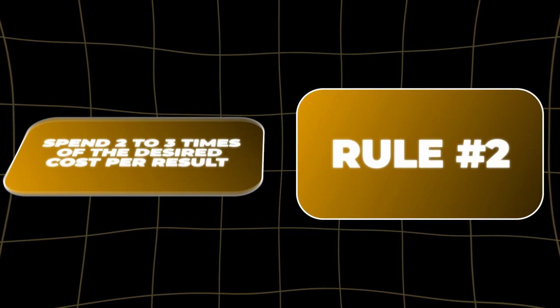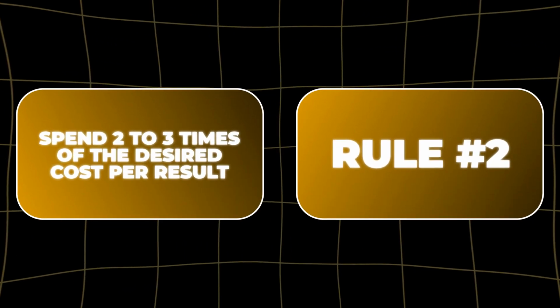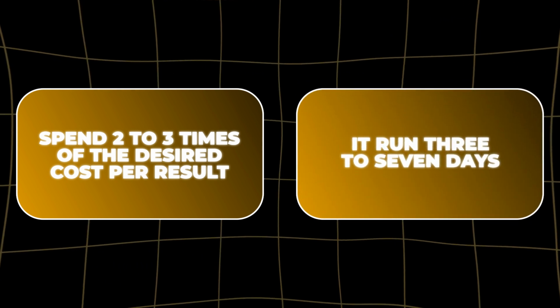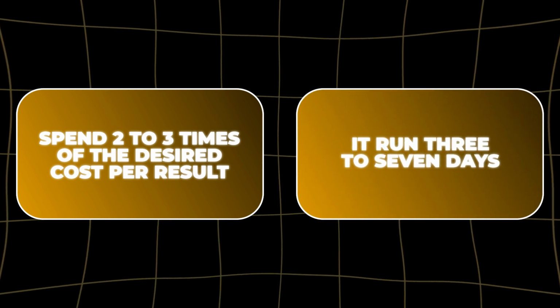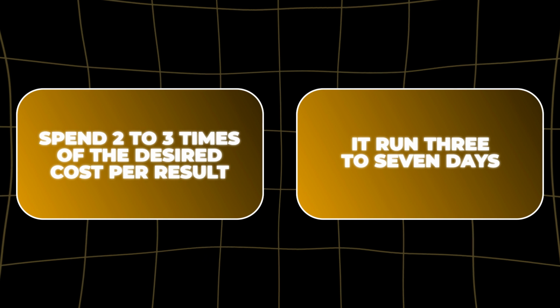So essentially I have 2 rules that I look out for. One is it spent 2 to 3 times of the desired cost per result, and 2 is it ran 3 to 7 days. If those 2 conditions are fulfilled, you can make a safe decision about whether to turn it off or not. Now, if you're spending 2 to 3 times of the cost per acquisition in a short amount of time, that usually means that your testing budget for that ad is just set too high and you should set it lower.